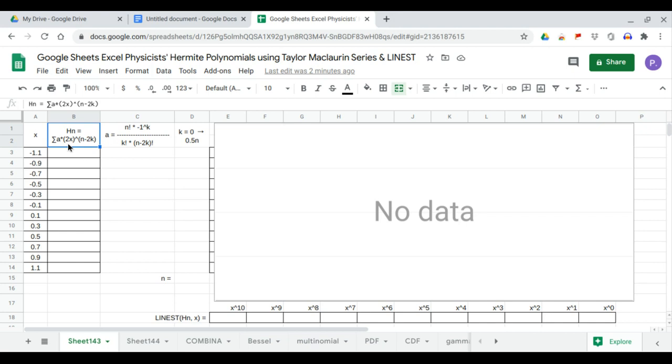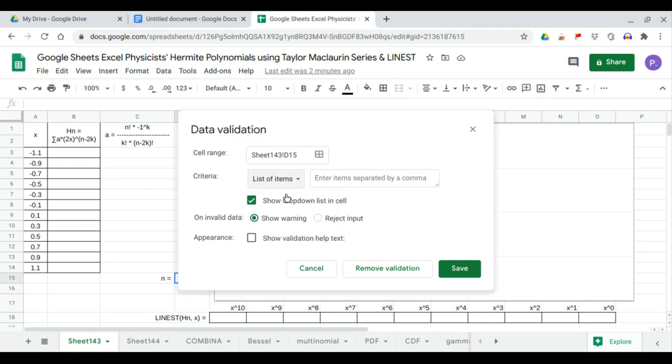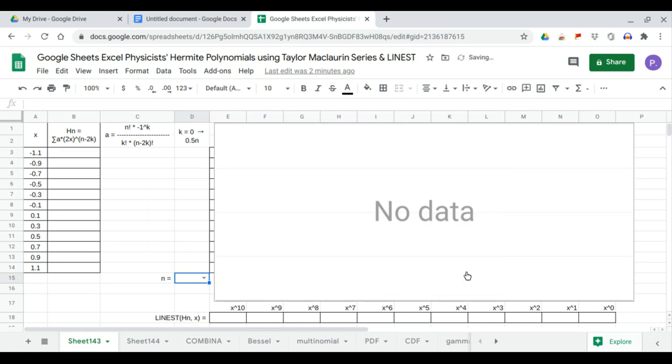We begin with the Hermite polynomials SERIESSUM expansion, which is the summation of a, the coefficient, times 2x raised to the power 2n minus 2k, where the value of n is from 0 to 10. Data validation, list of items, 0 to 10. And the value of k is from 0 to 0.5 n.